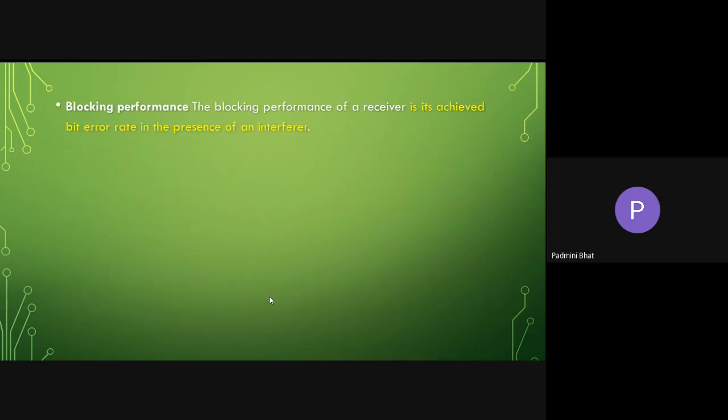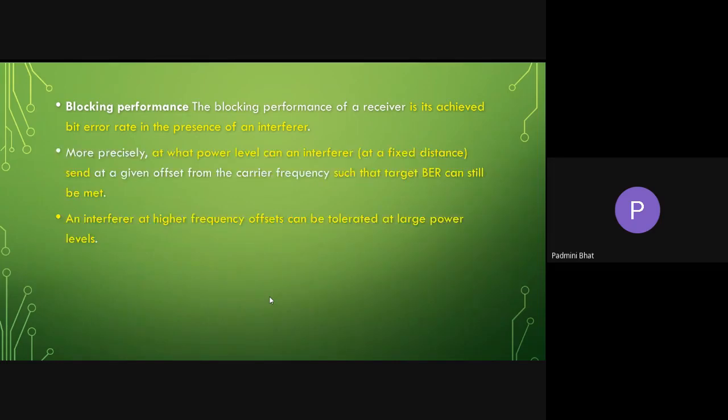The next is blocking performance. The blocking performance of a receiver is its received bit error rate in the presence of an interferer, because an interferer is present since we are dealing with remote sensing. More precisely, at what power level can an interferer, at a fixed distance, send at a given offset from the carrier frequency, such that the target BER can still be met?